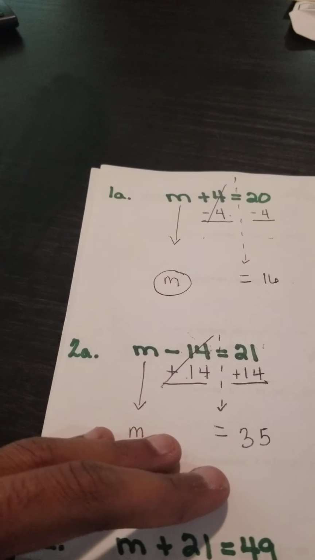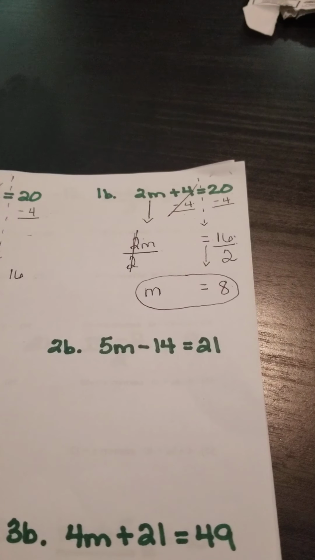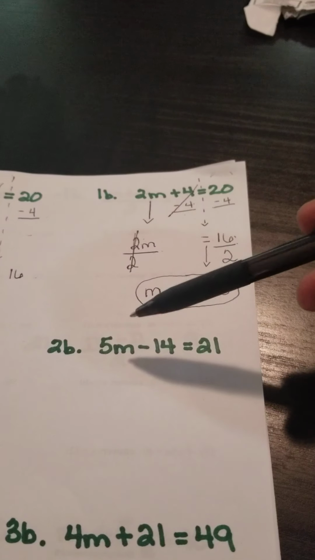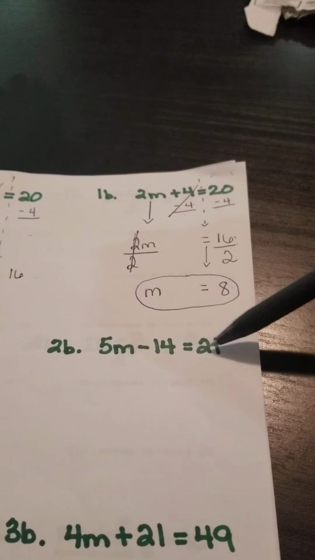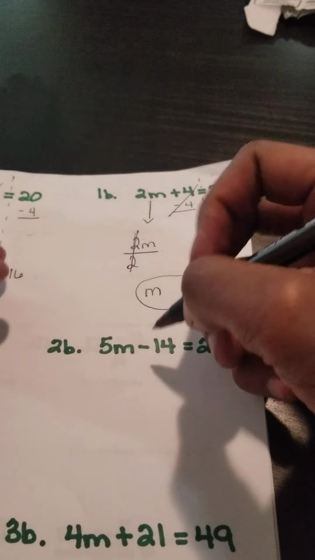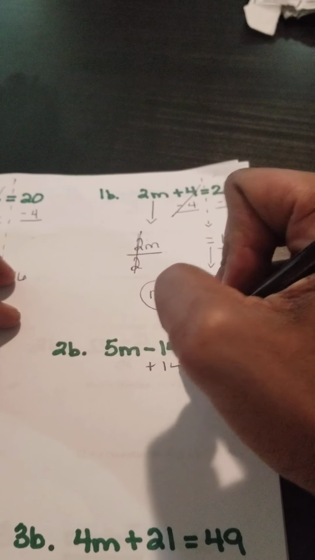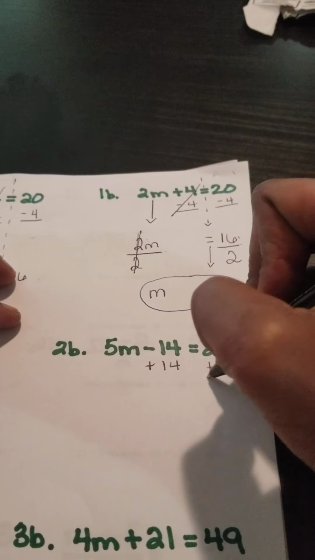So now let's slide over to the two-step. All right? So now we have 5m minus 14 equals 21. Okay? We're going to do the same thing here. We have subtraction. We have to do the opposite. We're going to add 14 to both sides.